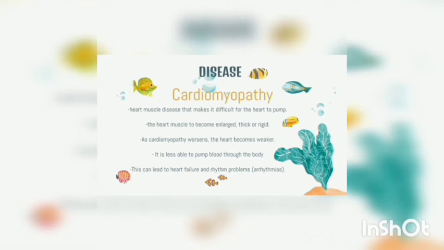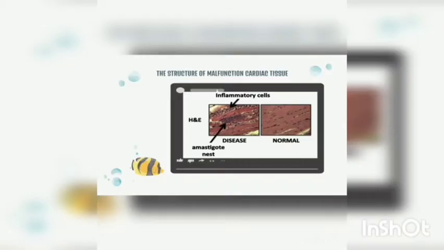It is called cardiomyopathy. Cardiomyopathy means a heart muscle disease that makes it difficult for the heart to pump and causes the heart muscle to become enlarged, thick, or rigid. As cardiomyopathy worsens, the heart becomes weaker and is less able to pump blood through the body. This can lead to heart failure and rhythm problems, which we call arrhythmia. This is the structure of malfunctioning cardiac tissue, between the diseased and the normal.